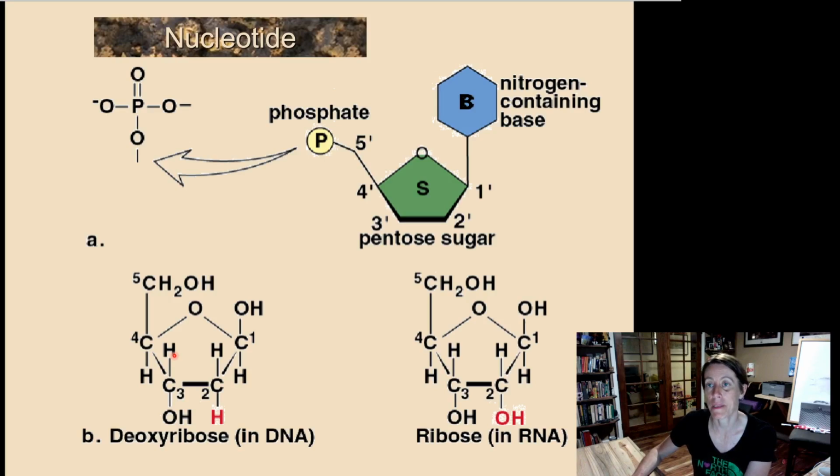If you're building a piece of DNA, you have to use nucleotides that have this as their sugar, deoxyribose. And if you're building a piece of RNA, you need to use nucleotides that have this as their sugar. So your body has two different types of nucleotides, those that use ribose in this place and those that use deoxyribose here. And depending on what you're building, whether you're building RNA or DNA, your body will use the correct type of nucleotide.